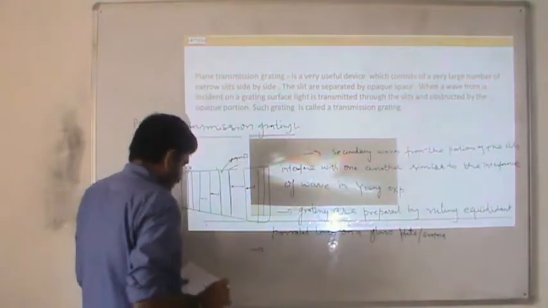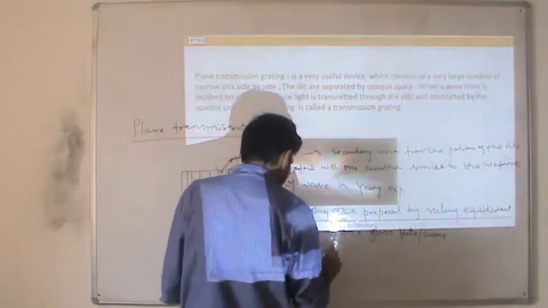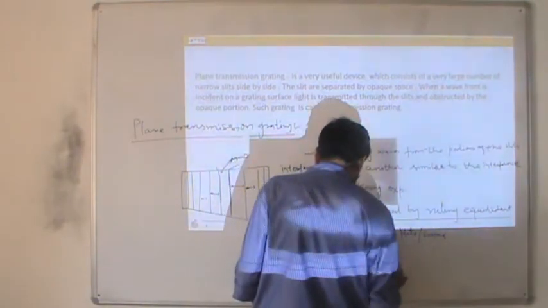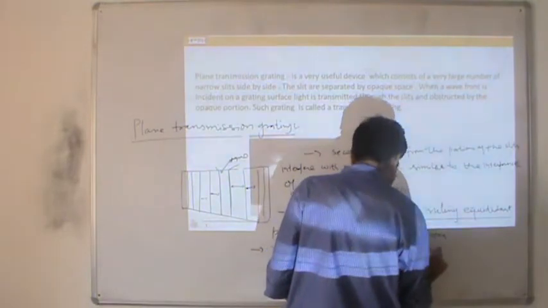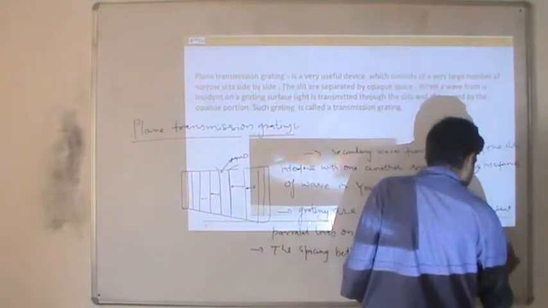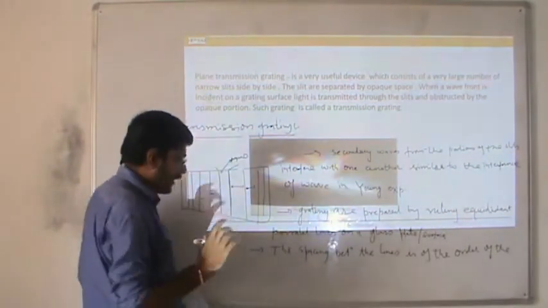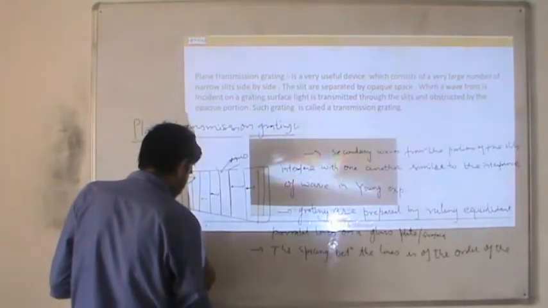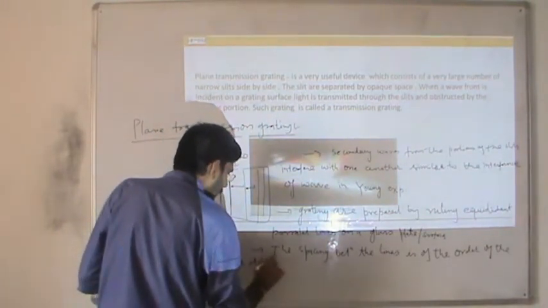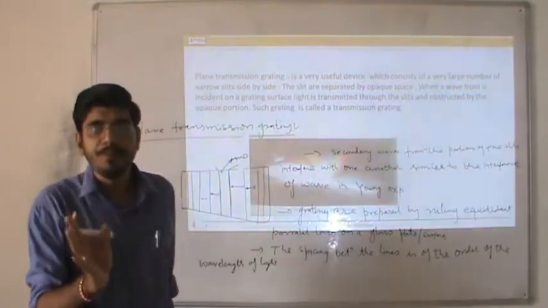Third point: the spacing between the lines is of the order of the wavelength of light. It's a very important point. The spacing between the lines is of the order of the wavelength of light. So the space between two consecutive lines is of the order of the wavelength of light.